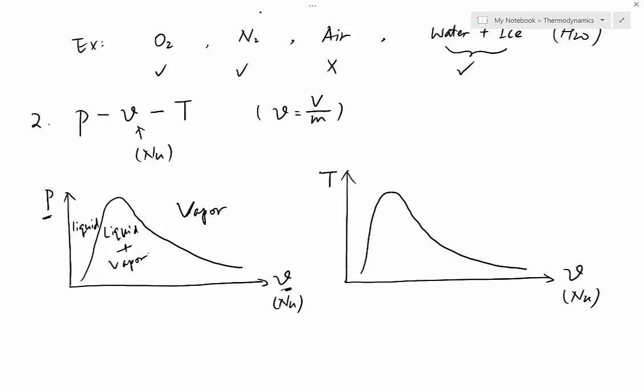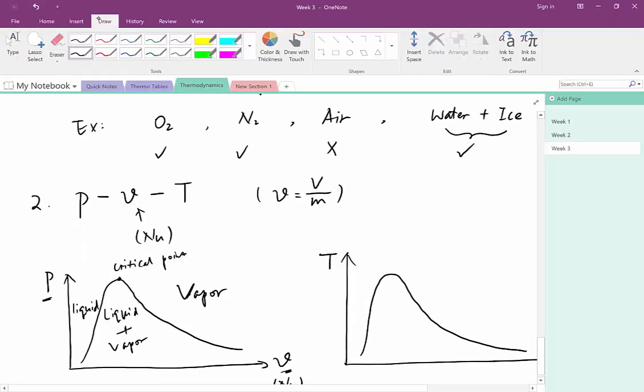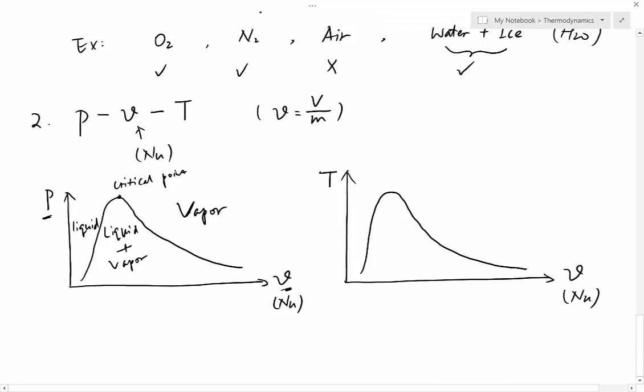Okay, and then the top point has a name, it's called critical point. All right, and then the next one is, what if the point falls right on the vapor dome? Okay, so now let's change the color to, let's say, red. All right, so two cases.